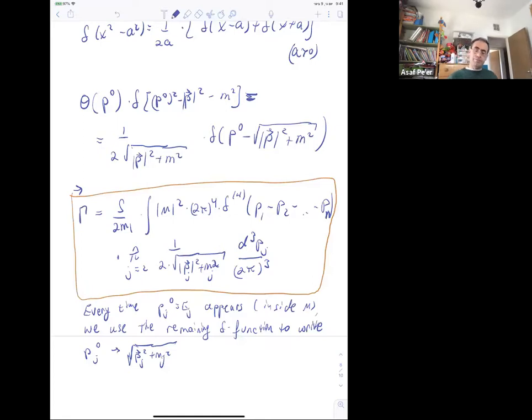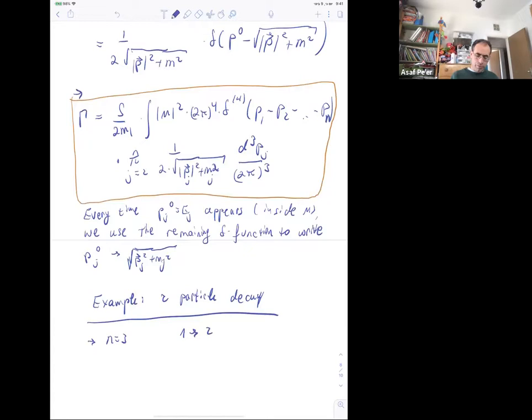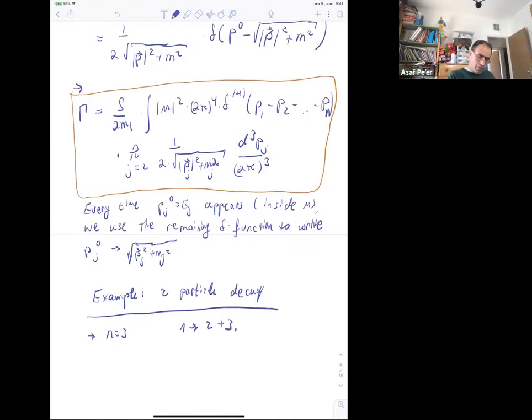Okay, let's do an example. It makes things easy to understand. So example. So 2-particle decay. It really means that there is a single particle that decays into 2 particles, right? That simply means that n is equal to 3. Right? So particle 1 decays into particle 2 plus particle 3, which is the simplest that we can think of. So let's put this in the equation 18, in the equation here. So it's star, use star.